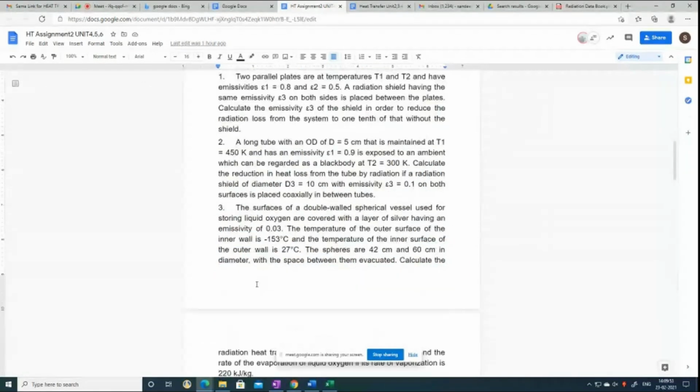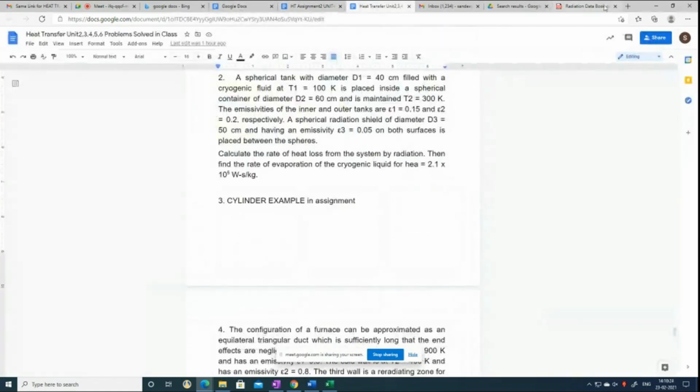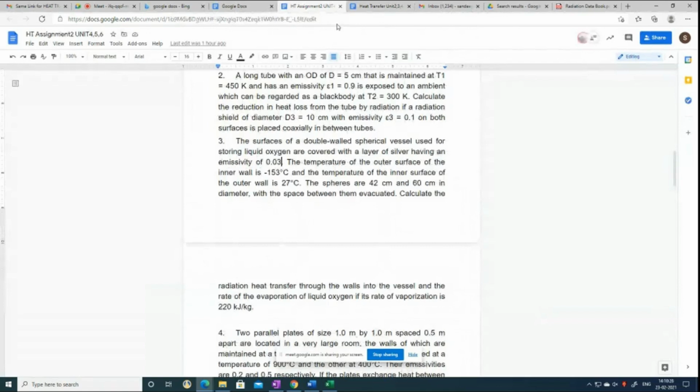And then the third question is a cylinder question. It is a spherical vessel given. Okay, temperatures are given, and the emissivity is given, and diameters are given. So everything is given. So you have to find out the Q value. So in the case of plate, cylinder, and sphere, you have to do it. You have to practice it. That's why I've given all three kinds of problems in the assignment itself. So practice it well.